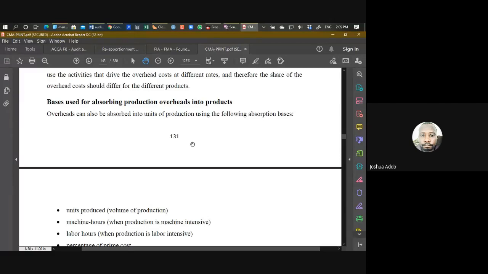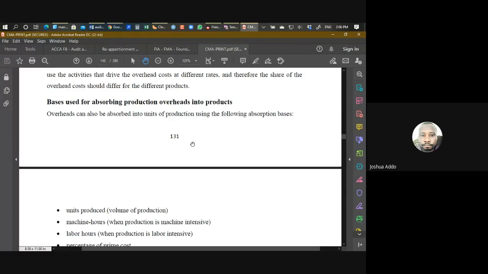So if product A uses this number of machine hours, product B uses this number of machine hours, product C also uses another level of machine hours, based on your level of machine hours, you will get your proportion of the overhead costs, because the overhead costs are largely caused by machine activities. So these are the two traditional bases of sharing overheads to the products.